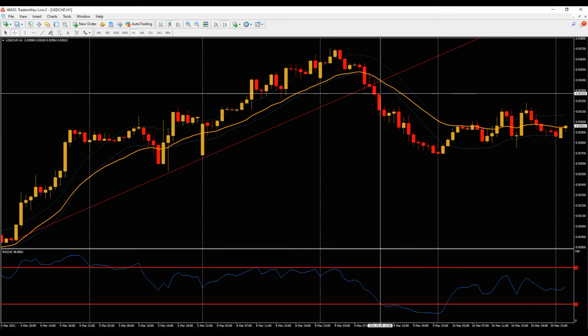You definitely want to be prepared for a pullback. So you would say, well, if I get in here, price could pull back 11 pips, or it could pull back possibly 28 pips, and be prepared to take that loss if it goes back that far.